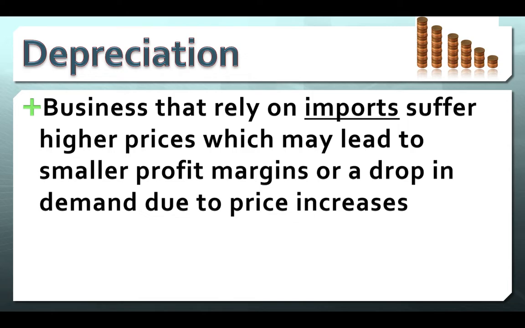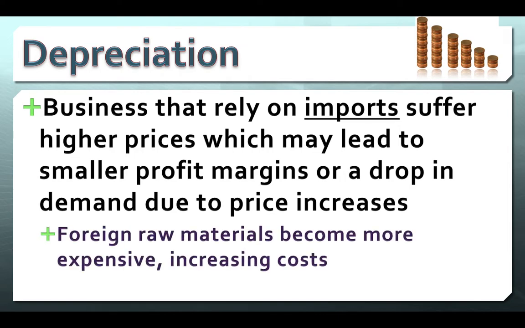So if you're a British car manufacturer buying steel from China, and the British pound goes down, it's going to take more pounds to buy those Chinese yuan, to buy the steel to make your cars. So your costs have risen, and therefore you're either going to have lower profit margins because your costs have gone up, or you might have to raise your prices in order to cover the increase in costs caused by the weak currency. A lot of firms in the UK have been struggling with this increase since the depreciation of the pound, since the results of the Brexit vote. So foreign raw materials become more expensive, and this increases the firm's costs.